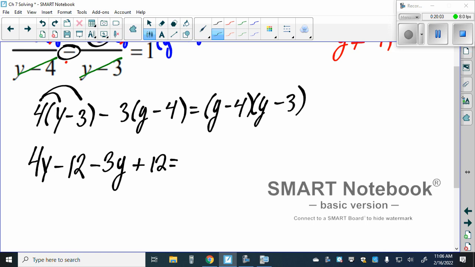Now, we do need to multiply the other side. Well, our y times y gives us y squared. Y times negative 3 is negative 3y. Negative 4 times y is negative 4y. And negative 4 times negative 3 is plus 12.